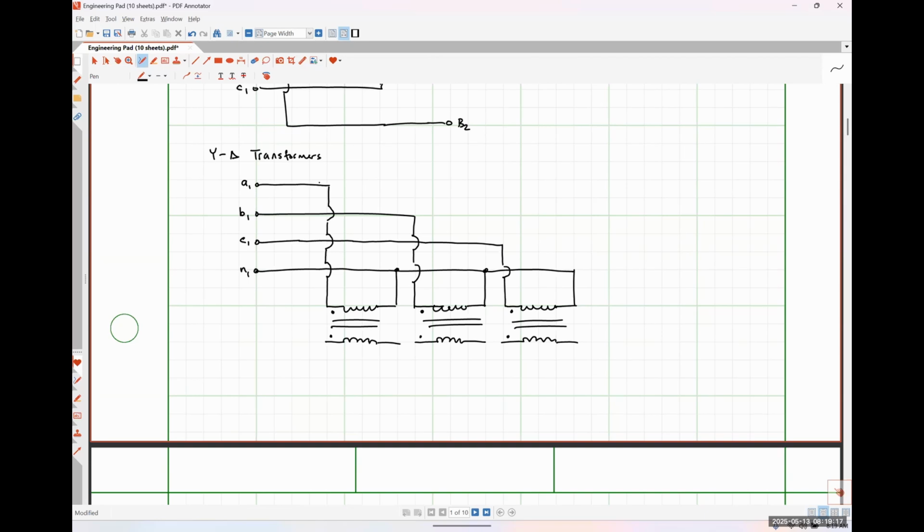So I've got a Y-connected primary now, and now I've got to figure out how to get a delta-connected secondary. So to get my delta-connected secondary, I'm going to take my undotted terminal down here and my dotted terminal over here, and I'm actually going to tie those guys together, like so. And this will be my A phase for my secondary.